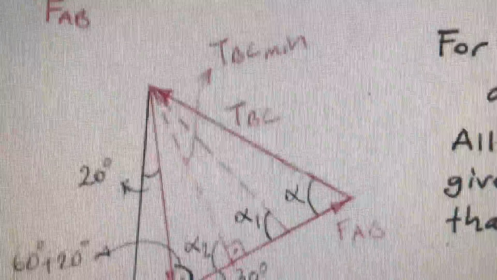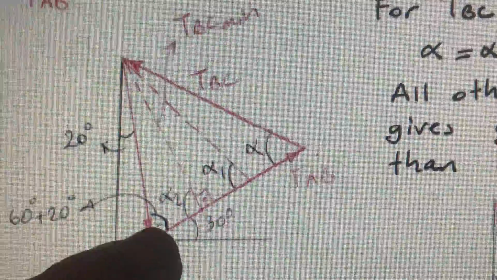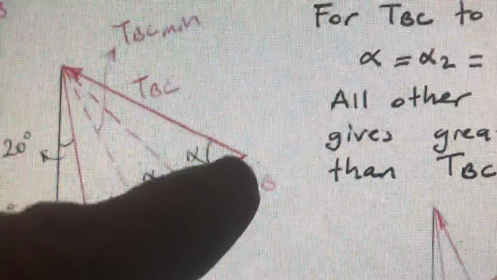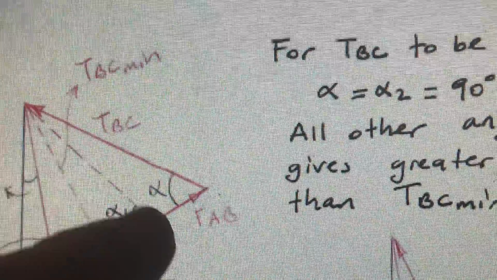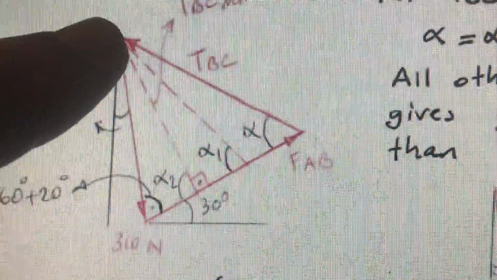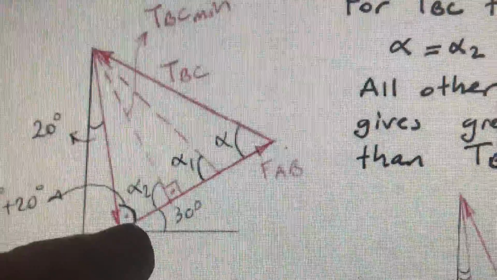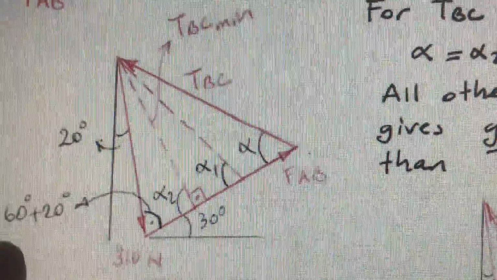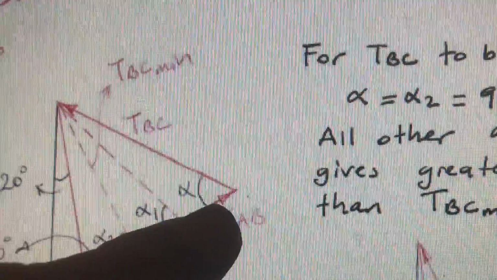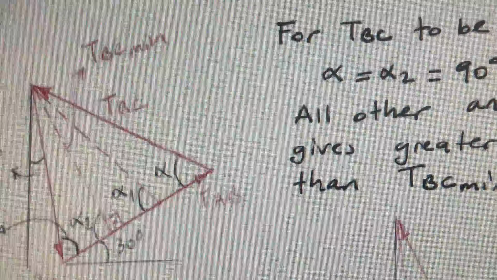So let's put the things into this triangle. This is the force of AB. Remember, it's 30 degrees with the x-axis, and this is the tension BC. This is the angle alpha, and this is the other force, the tension 310 by the human, and this is alpha 2, which is 60 plus 20. So this is 310. Now, the tension BC could be either alpha 1 or alpha 2.